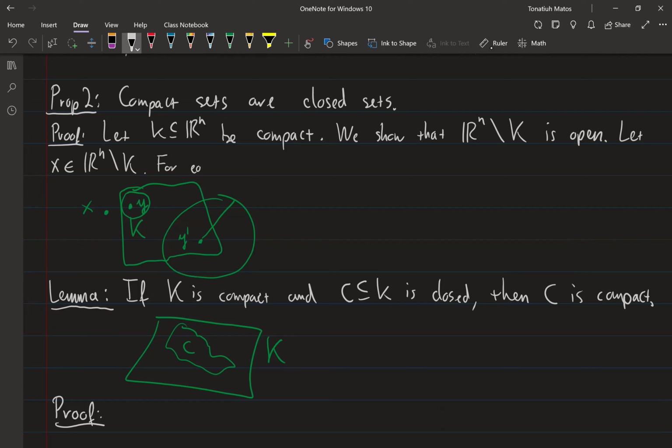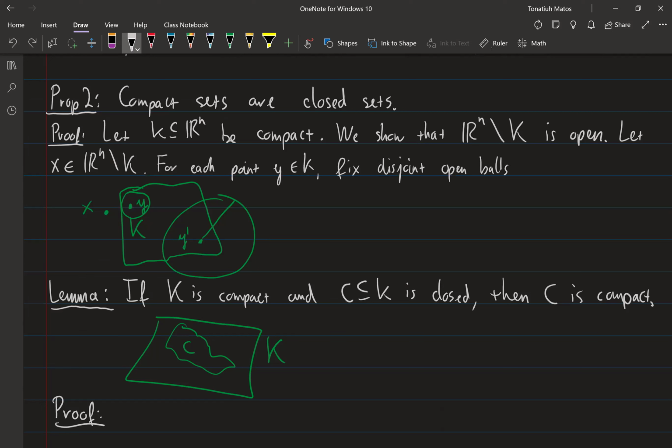So for each point y inside K, fix disjoint open balls. How do we pick them disjoint? We'll just measure the distance between them and take radius one half, like half the distance, right? Fix disjoint open balls.